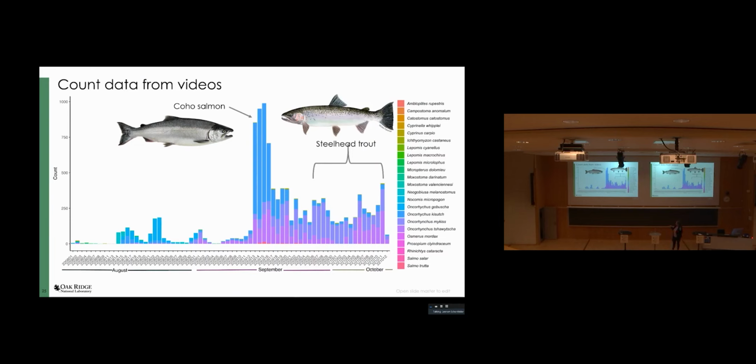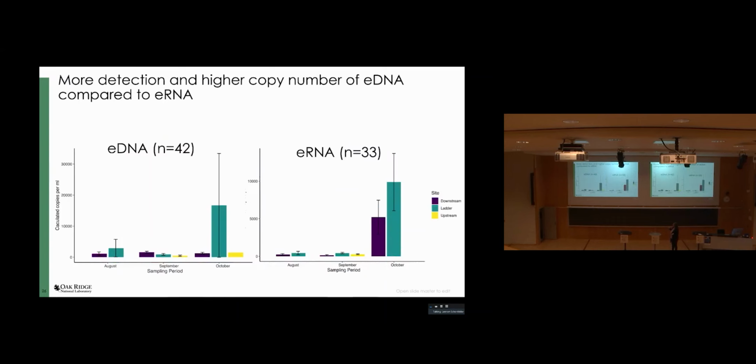The question now is, does our DNA and our RNA reflect these patterns of the run? And remember, we're just looking at steelhead. Here, what I'm showing you on the x-axis is our sampling time: August, September, October. On the y-axis is our copy number from our qPCR, with downstream being this purply red color, in the ladder being this green color, and upstream this yellow color. First thing to notice is in October, we have the most copy numbers for both DNA and RNA for steelhead, which is great. That matches the pattern of when the run begins.